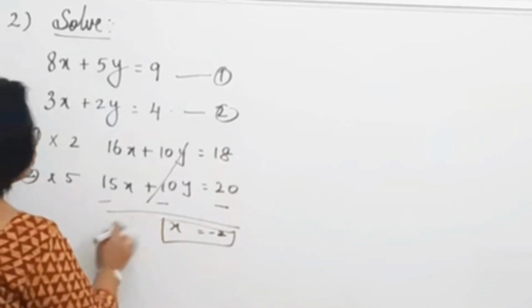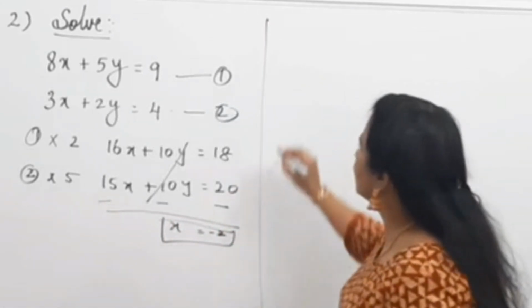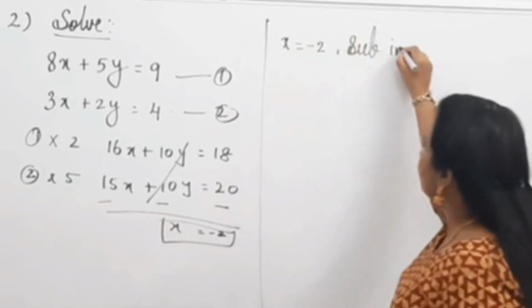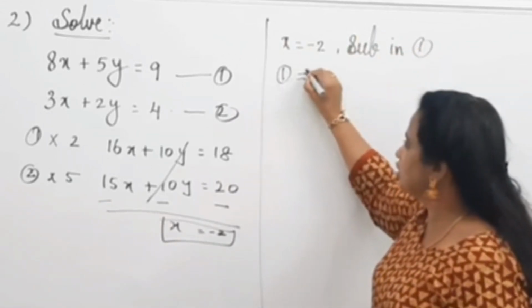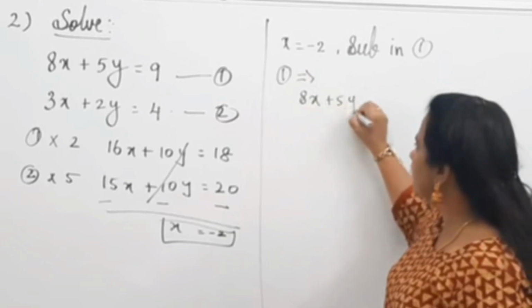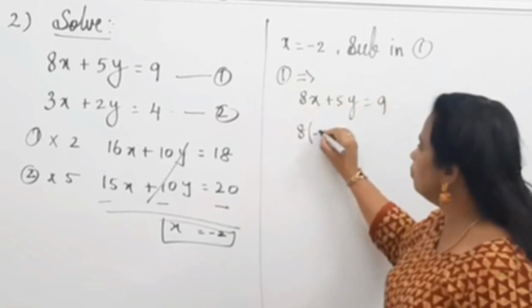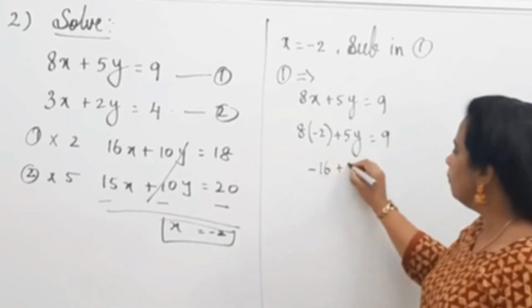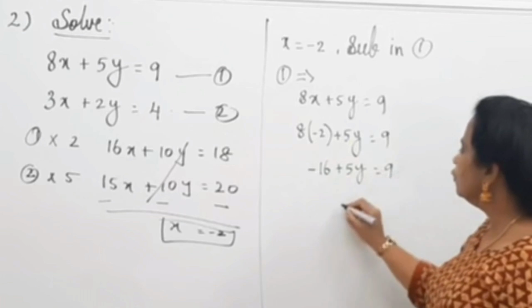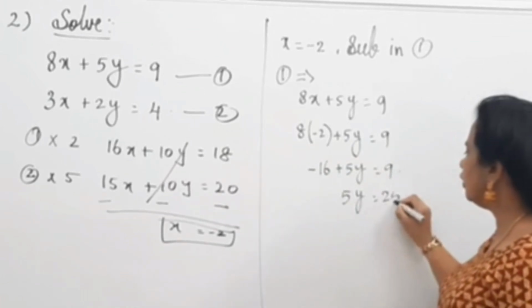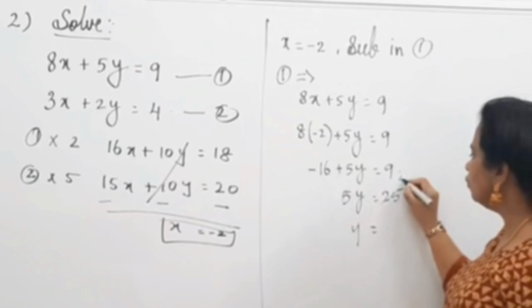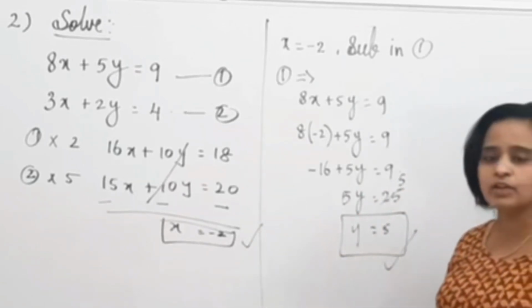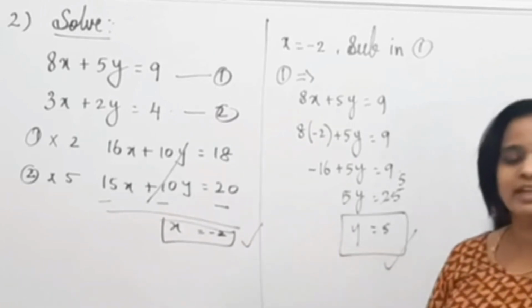Now I will substitute my x value in any one of these equations. So x is equal to minus 2. Substitute in the first equation. My first equation says 8x plus 5y is equal to 9. So 8 into minus 2 plus 5y is equal to 9. So minus 16 plus 5y is equal to 9. So 5y is equal to 25. I have y is equal to 5. So I got my values: x is equal to minus 2 and y is equal to 5. As simple as that. Shall we move on to the next question?